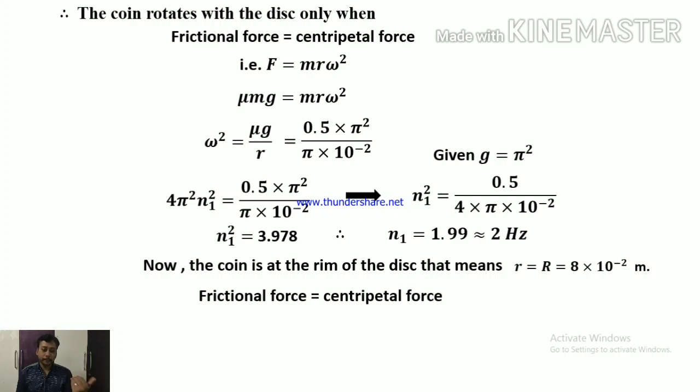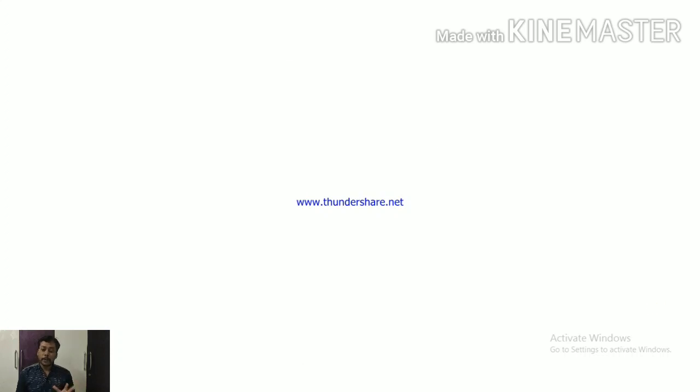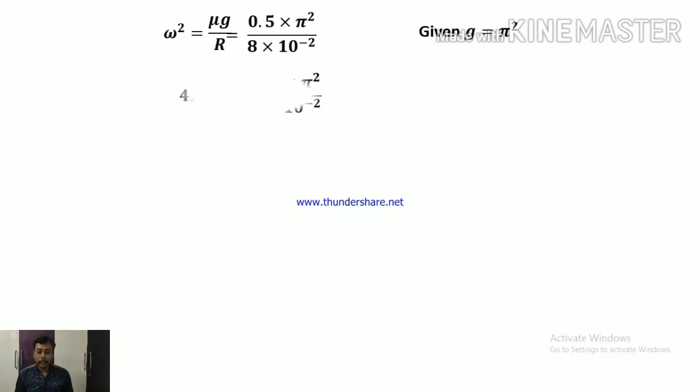Again we know it. So frictional force is mu mg, F is equal to mr omega square. Again mu mg is equal to mr omega square. Then m gets cancelled, omega square is equal to mu g upon r. If we put the value 0.5 into g is pi square, so that value is put here, into r, 8 into 10 raised to minus 2, where g is equal to pi square is given.